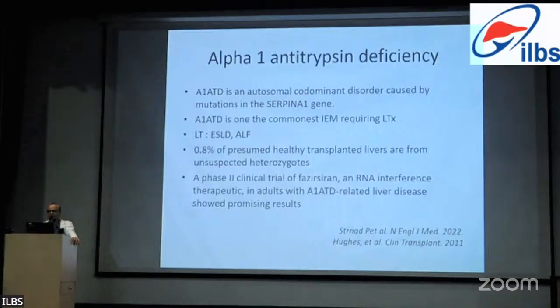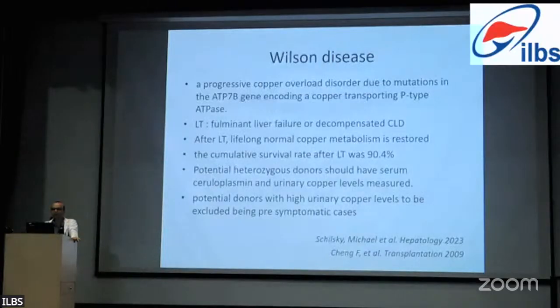What is important in this disorder is that fazirsiran, an RNA interference therapeutic, has shown promising results in adults with this disorder and may alter the indication for liver transplant in this group. Wilson disease: we recently had a single theme conference, so I can take just one slide because it's an extensive topic. It's a progressive copper overload disorder due to mutations in the ATP7B gene, encoding a copper-transporting P-type ATPase.